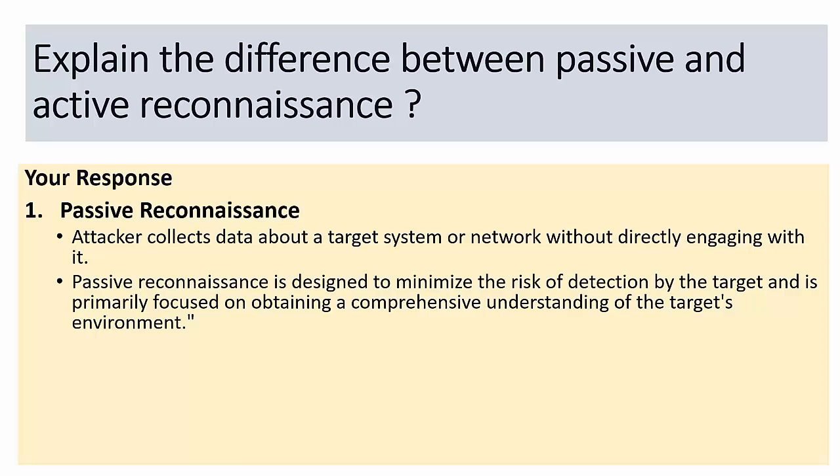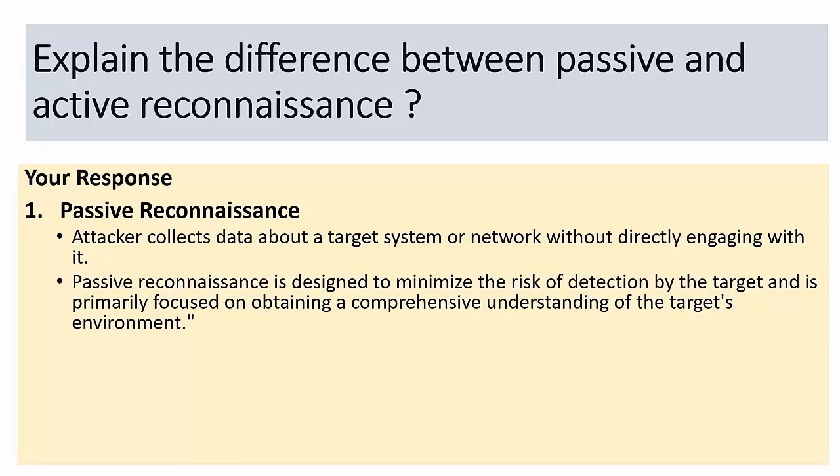Passive reconnaissance is the initial phase of information gathering in which an attacker collects data about the target or network without directly engaging with it. Whenever you conduct reconnaissance, we always start with passive. This approach involves leveraging public information, open source intelligence, and other non-intrusive methods.